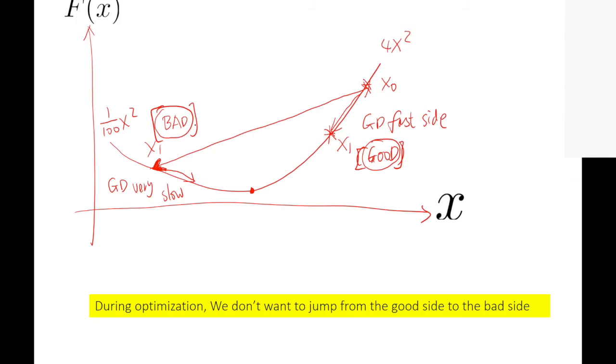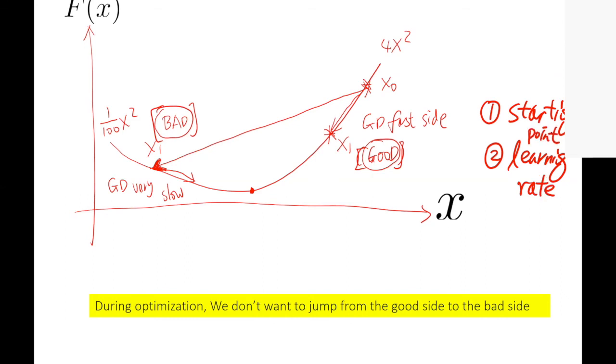Even more exaggerated, like this, the left is very flat, it's 1/100, and the right is x quadratic. So this issue is related to two points: first is the starting point, second is the learning rate. It's not just about the starting point, it's about both. So you want to hopefully start from the good side and also have a good learning rate, so we don't jump from the good to the bad.